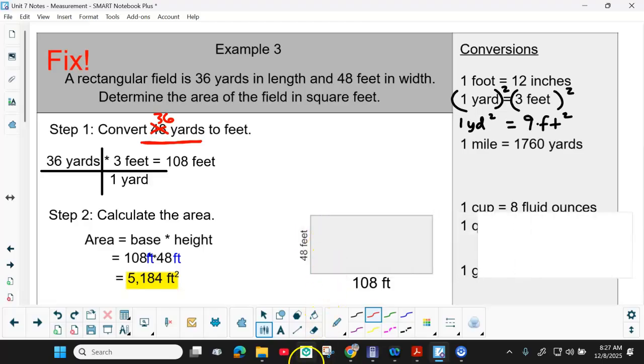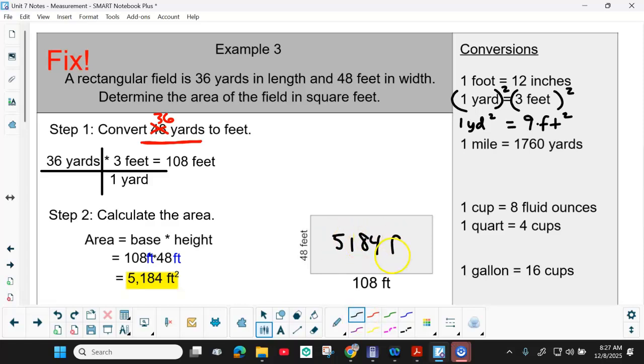Okay. All right. And that's all we're saying here, is that this is a rectangular field with 48 on one side, 108 on the other side. And if you multiply, you're going to get 5184 feet squared. Okay.